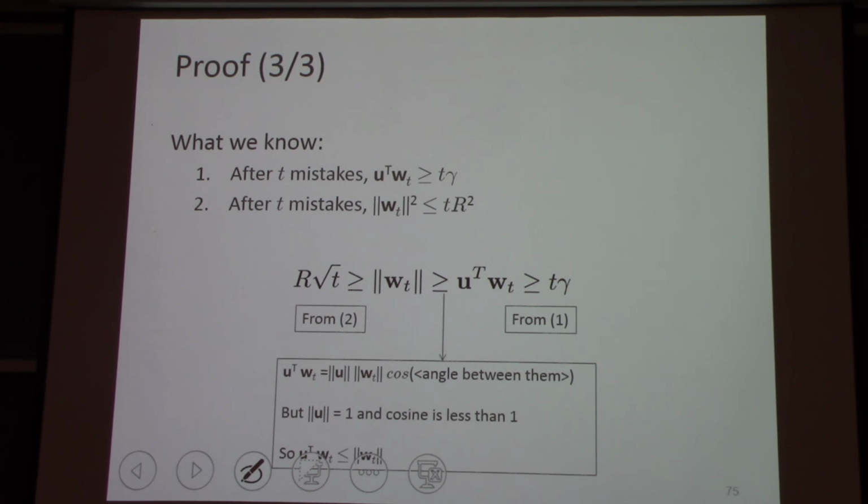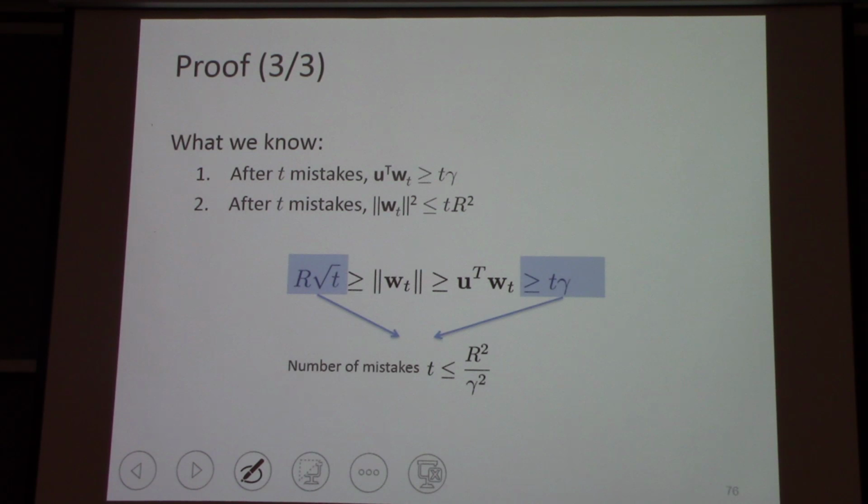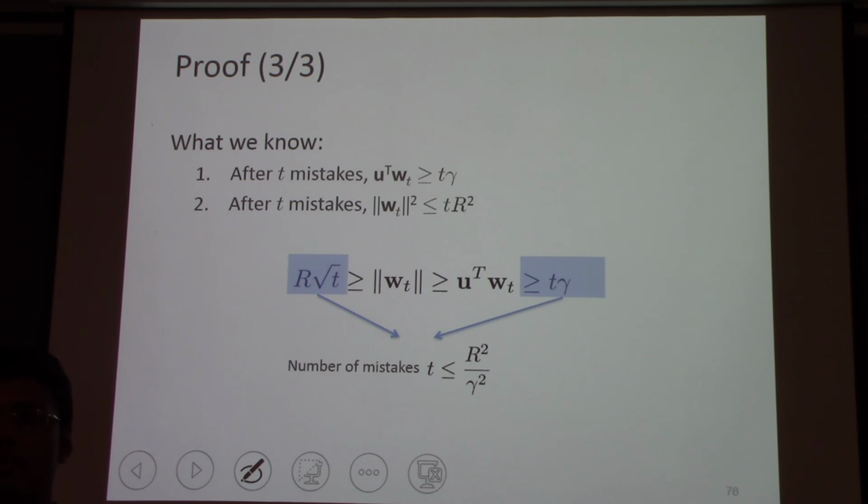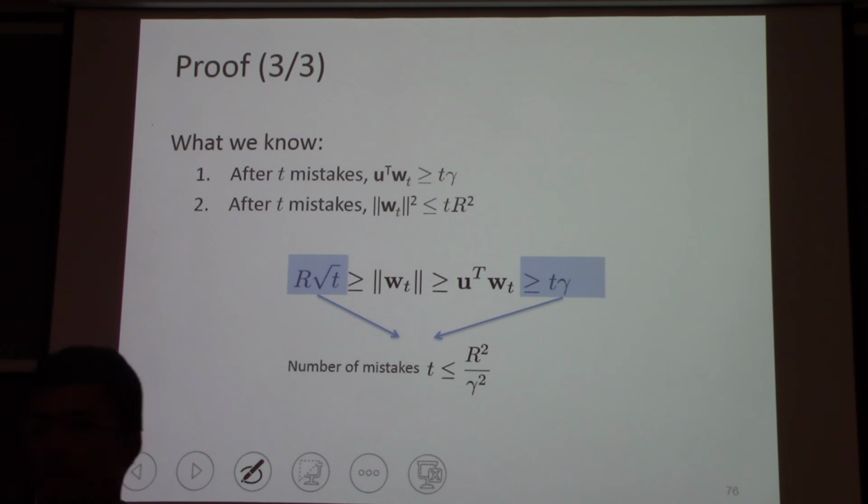We've now got an inequality on both sides. It's independent of W, it's independent of U. It only involves T, R and gamma. Let's just pile them together and pull the T's out onto one side and R and gamma to the other side. We get T less than or equal to R square over gamma square. What is T here? T is the index over the number of updates. It keeps increasing. On the left hand side you have a quantity that keeps increasing. On the right hand side you have a constant, R square over gamma square. Which means the number of mistakes can never be more than R square over gamma square.